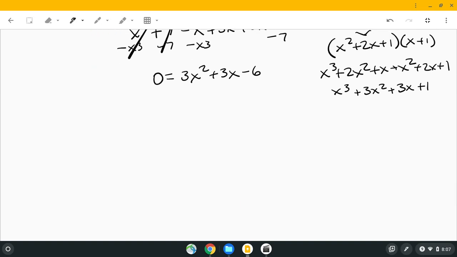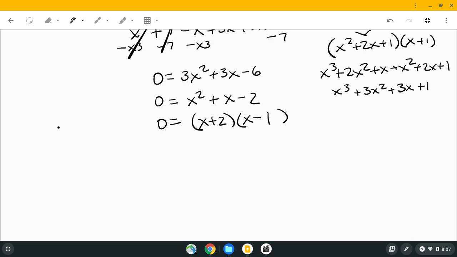I see that they're all divisible by 3, so I'm going to divide by 3. 0 divided by 3 is 0. 3 divided by 3 is 1. 3 divided by 3 is 1. 6 divided by 3 is 2. That makes it easier to do my factoring. x times x to make x squared. My signs have to be different, and I'll do 2 here and negative 1 there.